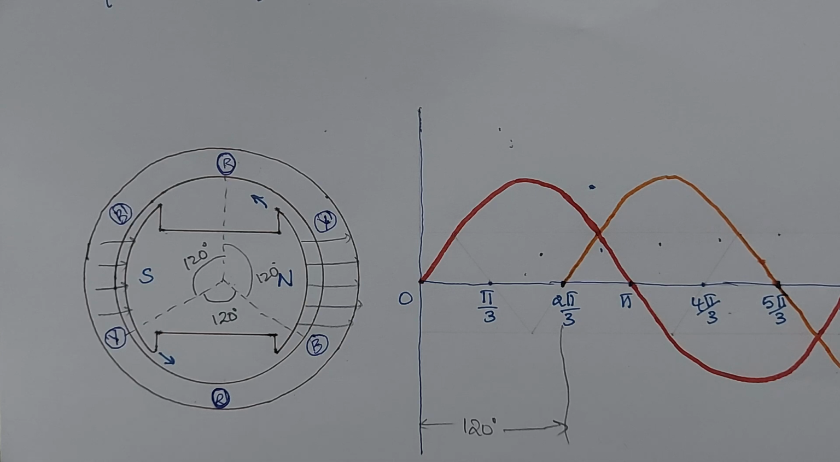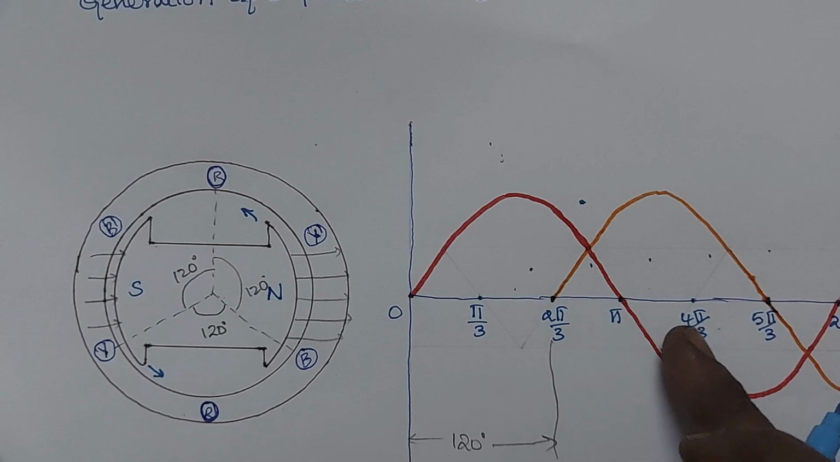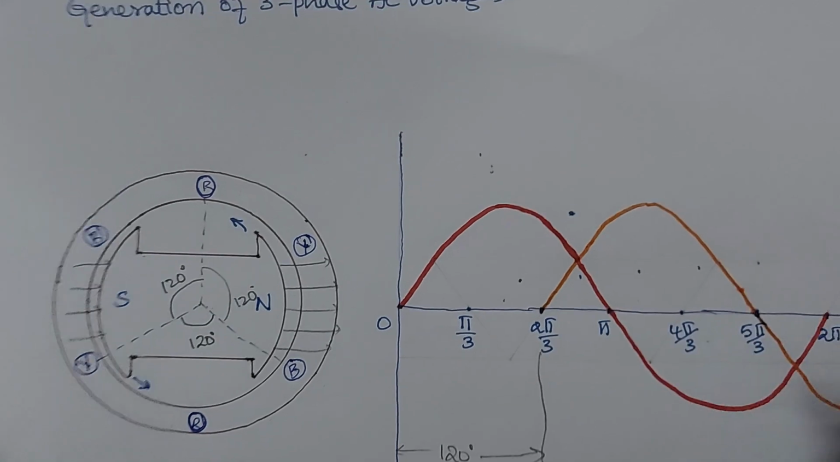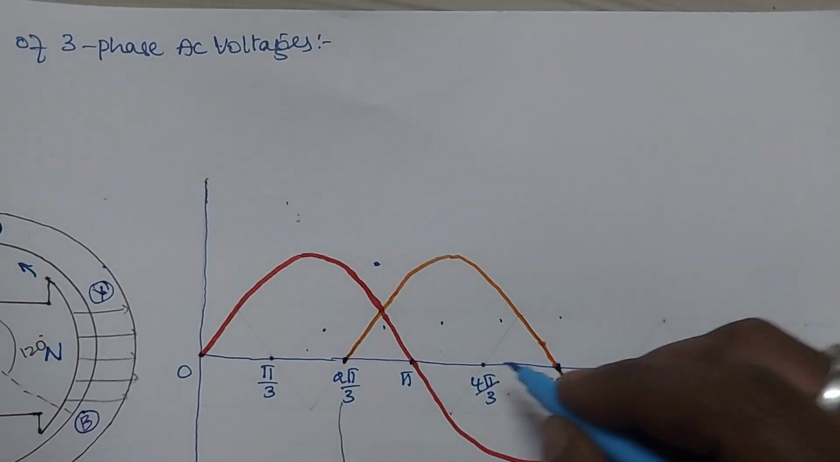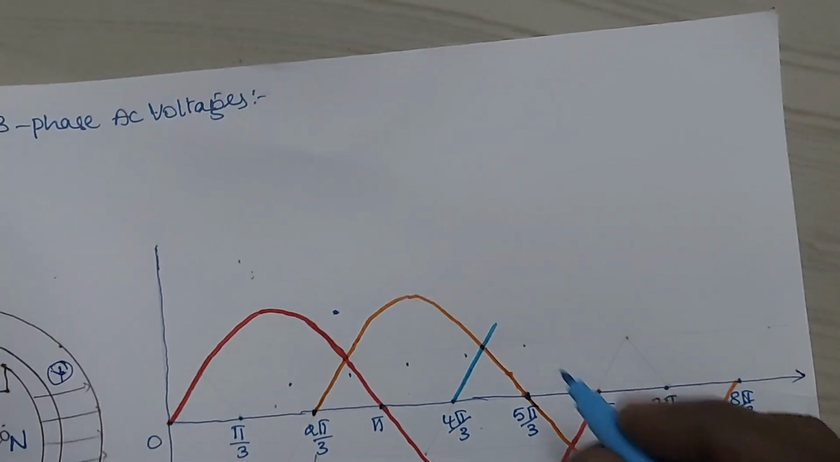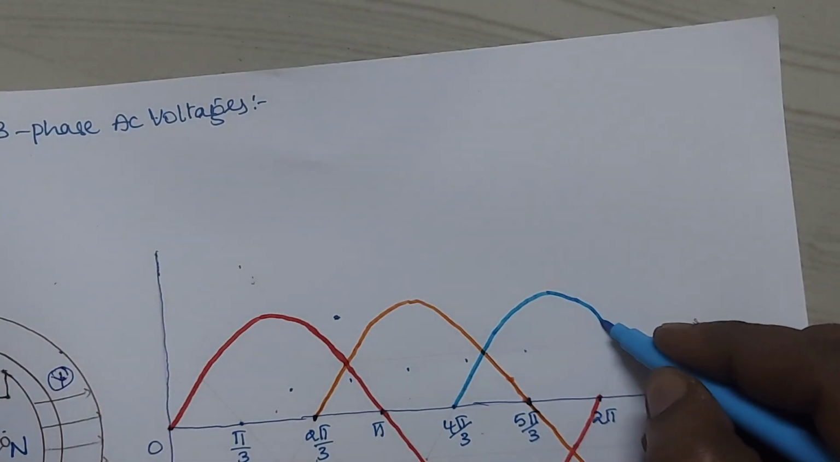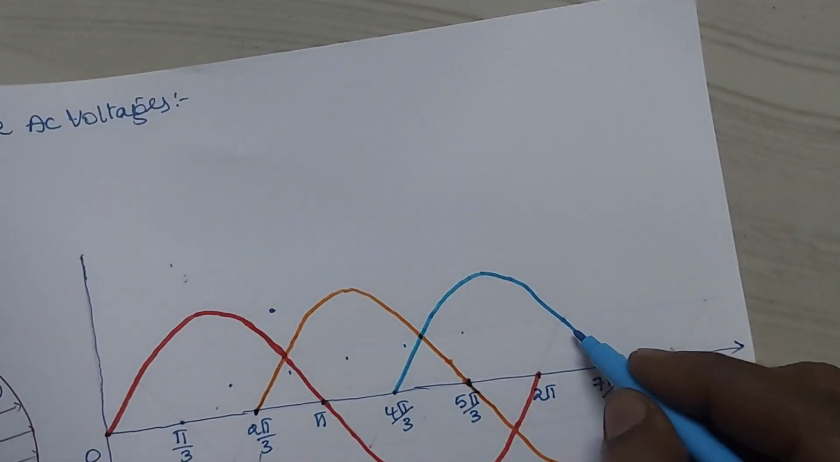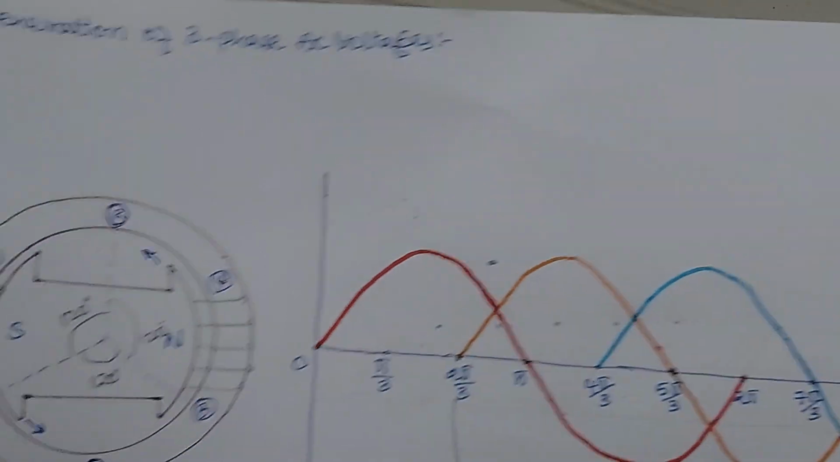The B phase waveform will start after this Y one more 120 degrees. That's why here it will start. So this is the blue color I am representing now. This is a blue color waveform. So like this the B phase waveform I am showing now. Like this it will continue.